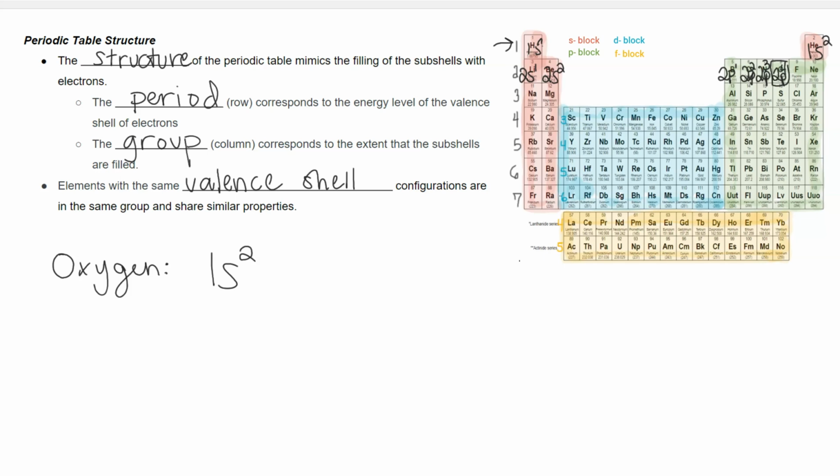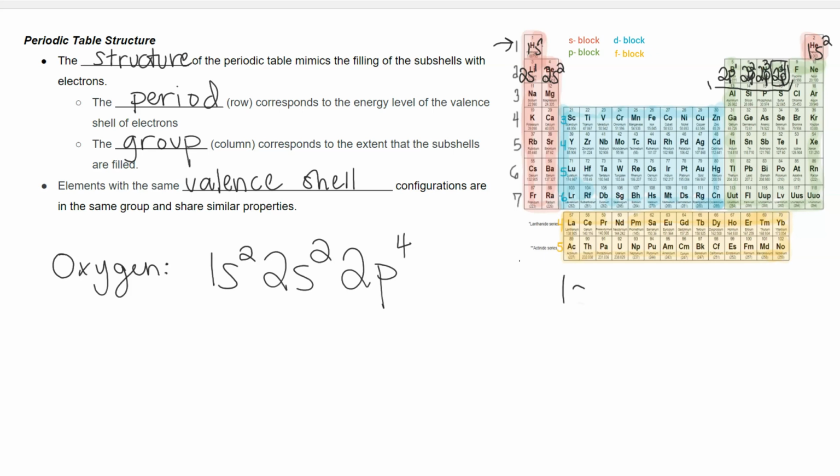The s orbitals can hold a max of 2 electrons, just like before. Max out at 2 electrons. So 1s2, and then we go down to our next row and we write our 2s2. And then this next piece is going to be 2p4, which is the highest we get. So there's our electron configuration for oxygen.